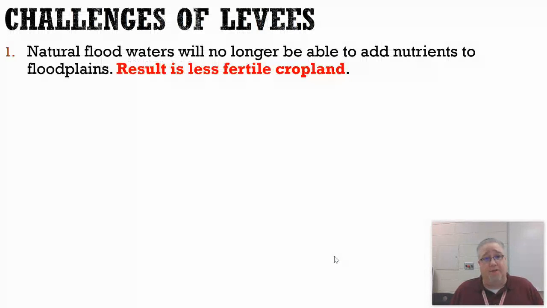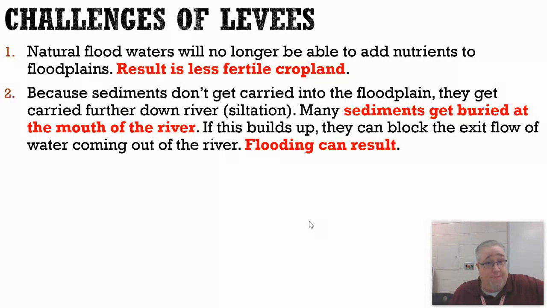All right, challenges of levees. One of the big things with this is, by building all of these levees, again, we do kind of inhibit the natural ability of that river water to irrigate the land and fertilize the soil. So, if we're building these levees to block that, then we're actually making less fertile soil by doing that.